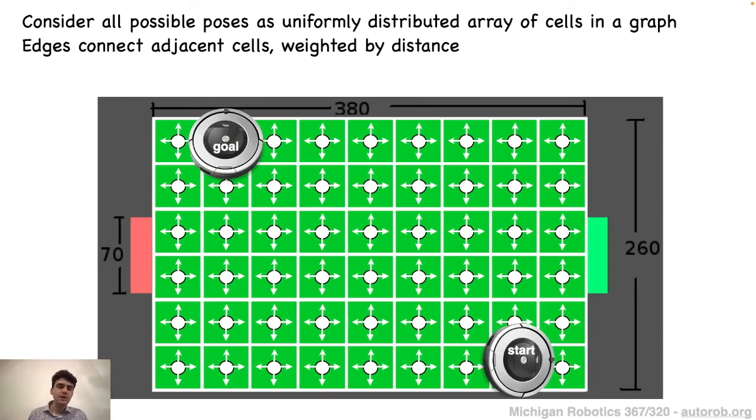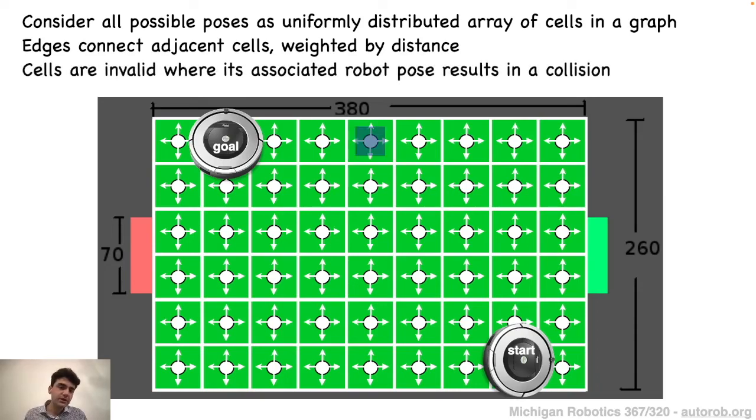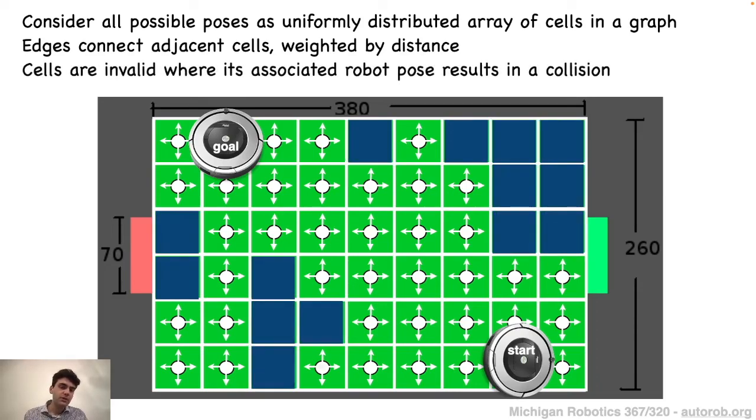And so the nice part about using this representation for the space of possible poses, which in the future we'll refer to as configuration space, is that it allows us to very nicely and cleanly represent possible collisions. So in particular, any of the cells where the robot would be in collision, we can consider those invalid poses that the robot can't take for the purposes of planning.